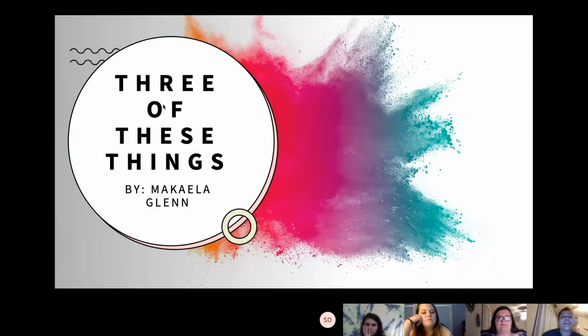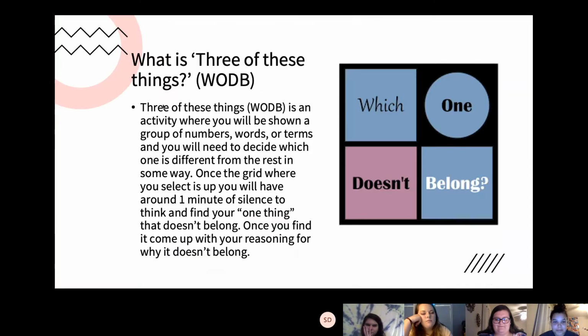Okay, so this is mine. It's called 3 of these things. So what is 3 of these things, or which one doesn't belong? 3 of these things is an activity where you'll be shown a group of numbers, words, terms, objects, and you'll need to decide which one's different from the rest in some way. Once the grid of objects is up, you'll have around 1 minute of silence to think to your own thoughts and find your one thing that doesn't belong. Once you find it, you'll be asked for a reason of why it doesn't belong.